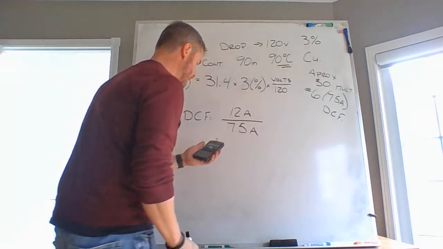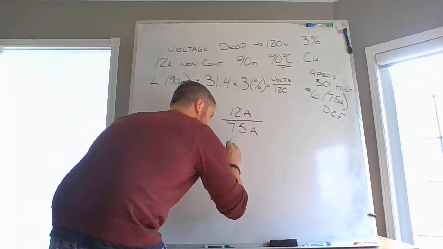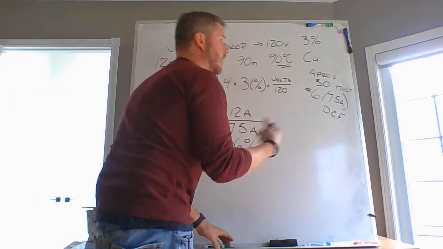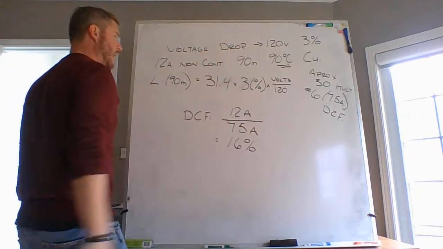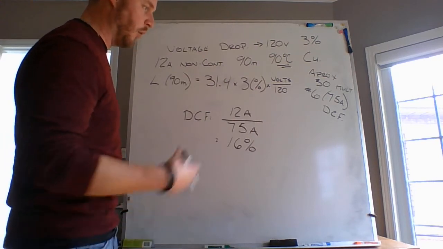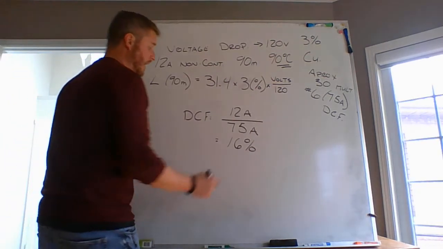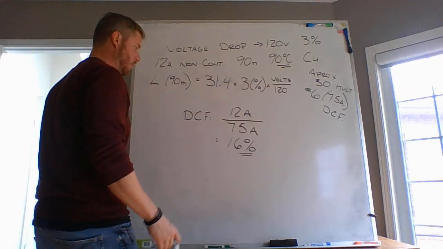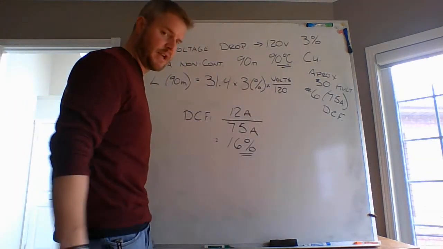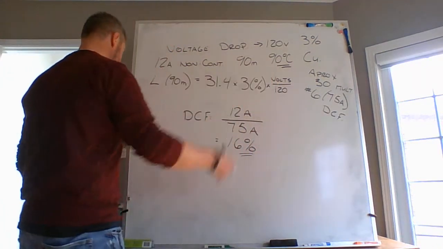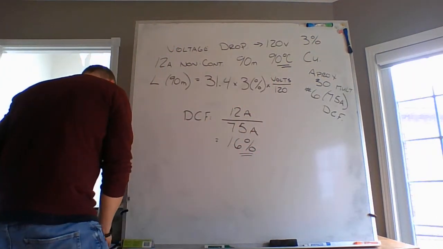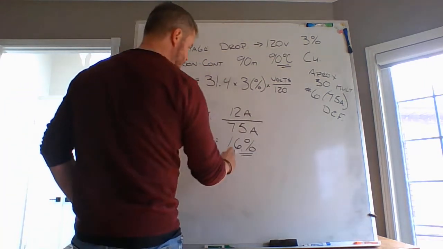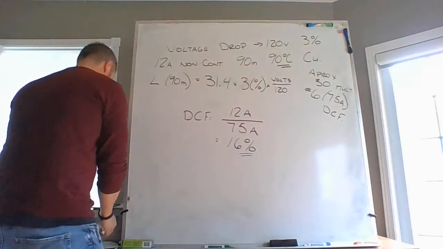And if you go 12 divided by 75, you are using a grand total of 16% consumption of that number 6 copper conductor rated for 90 degrees Celsius. 16 whole percent. That's a good number for us to work with because I know that I can go pretty far now. I'm only using 16% consumption of the ampacity of that number 6 conductor.